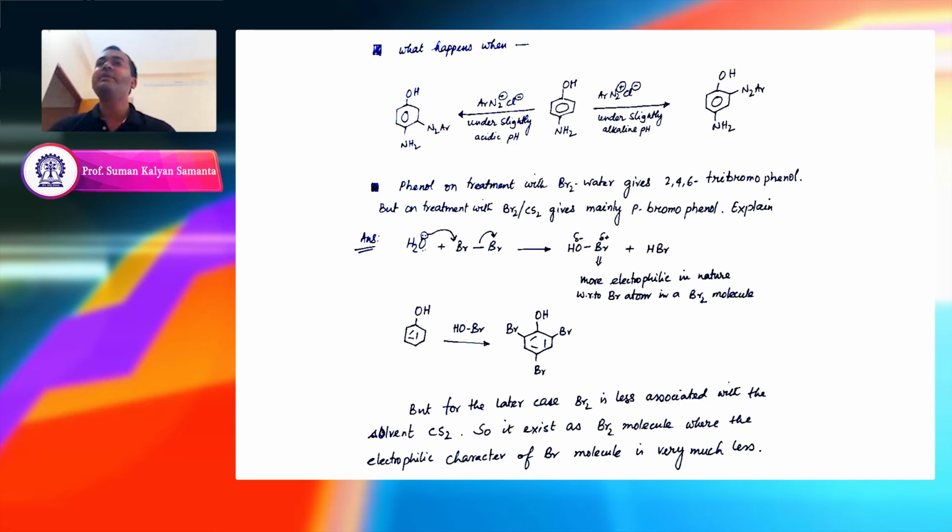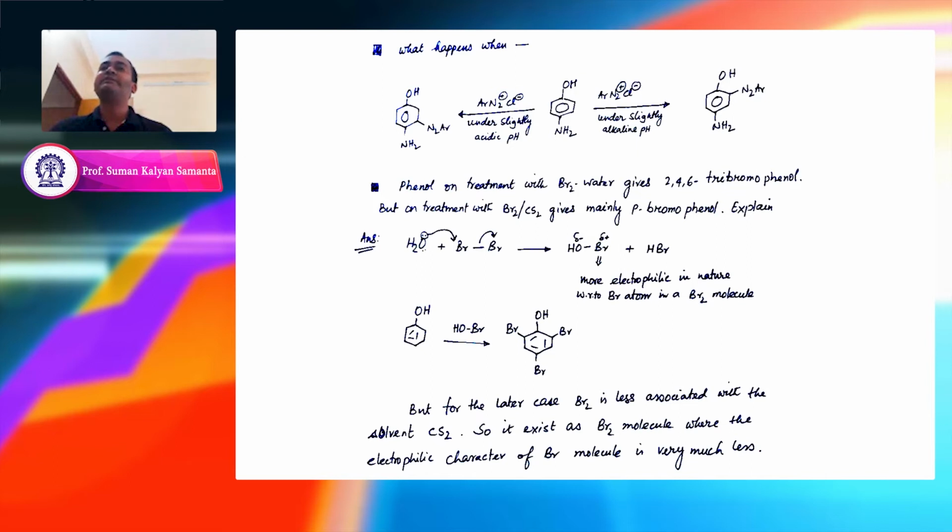and then you react it with, let's say, ArN2+ Cl- under slightly alkaline pH. What will happen under slightly alkaline pH? So your OH will be deprotonated because it is alkaline pH. Then it will form O negative, and this O negative will come, and then the reaction will happen at either of these two ortho positions. Okay, because it's an ortho-orienting group, because your para is already protected. So you get this product.